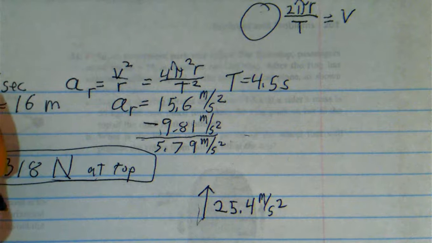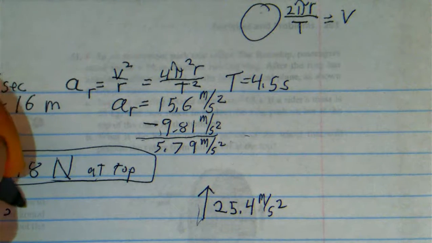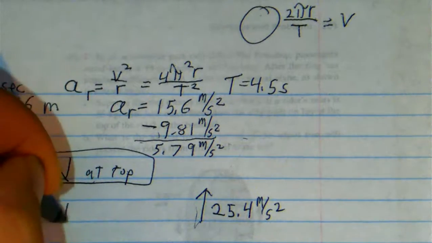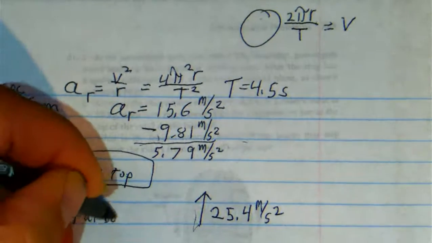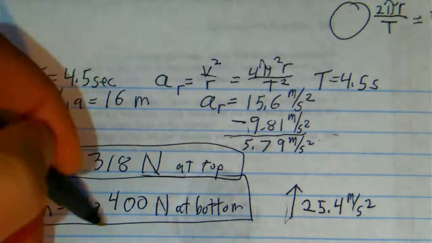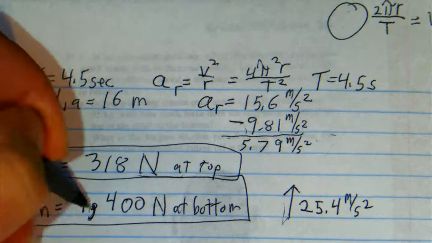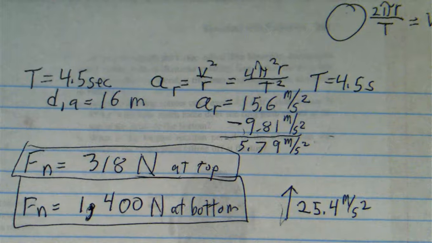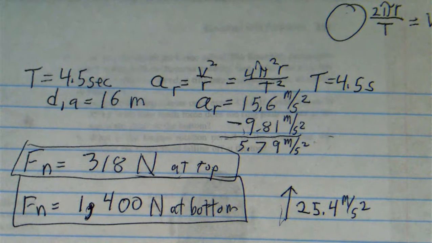1,000, call it 400 newtons at the bottom of the ride. Imagine that is a badly written comma, 1,400, and really to 3 sig figs, it's 1397.55 or so, 1,400. There is my answer to part A.